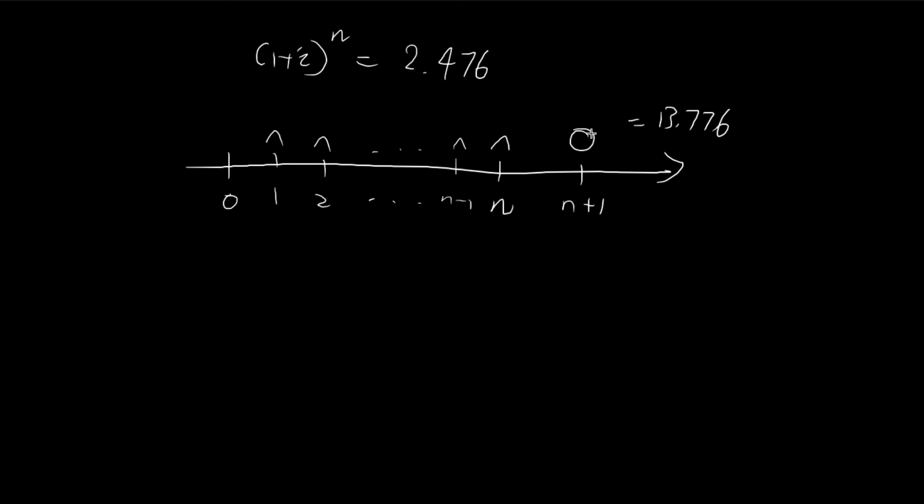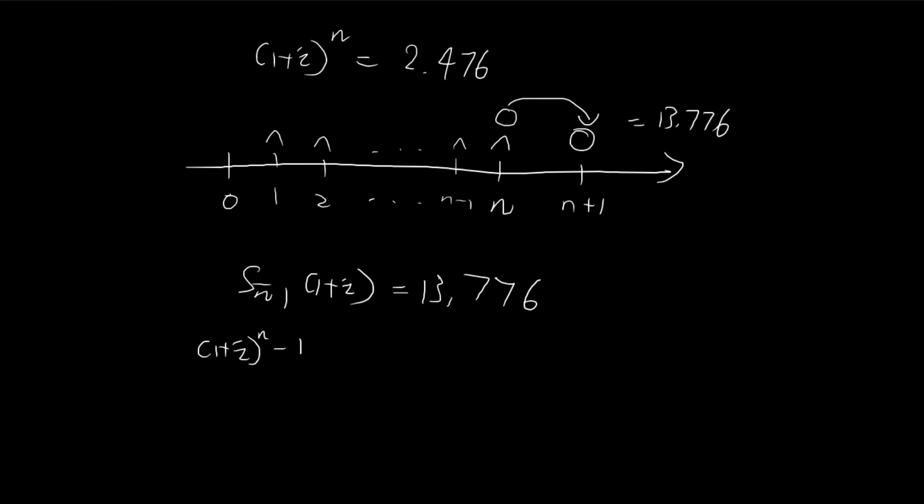So what is the accumulated amount we have at time n plus 1? Well, the amount we have at time n, that's just equal to s_n, right? That's by definition, that's the accumulated value. And then if we want to accumulate up to time n plus 1, we just multiply it by 1 plus i. So this is the amount at time n plus 1, and we know that that's equal to 13.776. And so we can write this out using the formula.